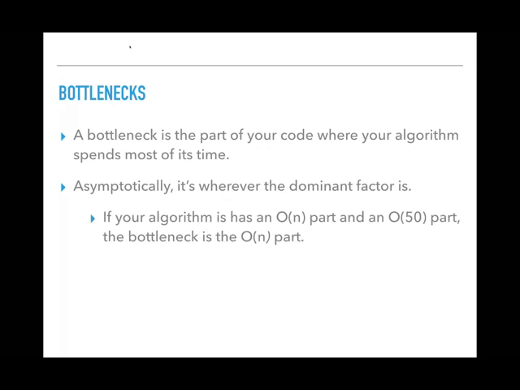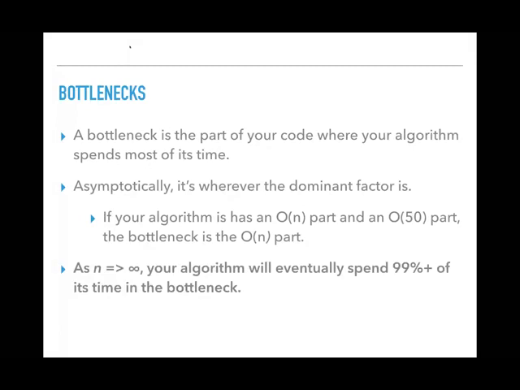So a good example is, let's say you have an O(n) algorithm. You have an O(n) part and then an O(50) part, a constant part of it. Your bottleneck is the O(n) part. That's where your algorithm is spending most of its time. And the important thing is that as n goes to infinity, as the input gets bigger and bigger and bigger, your algorithm will eventually spend almost all of its time in the bottleneck, right?